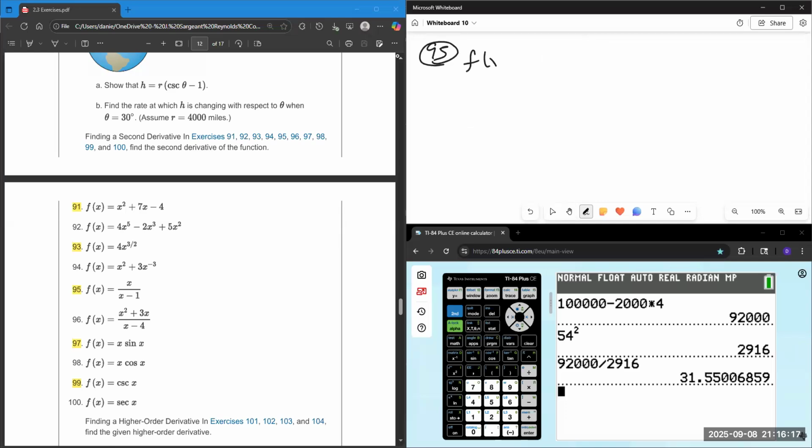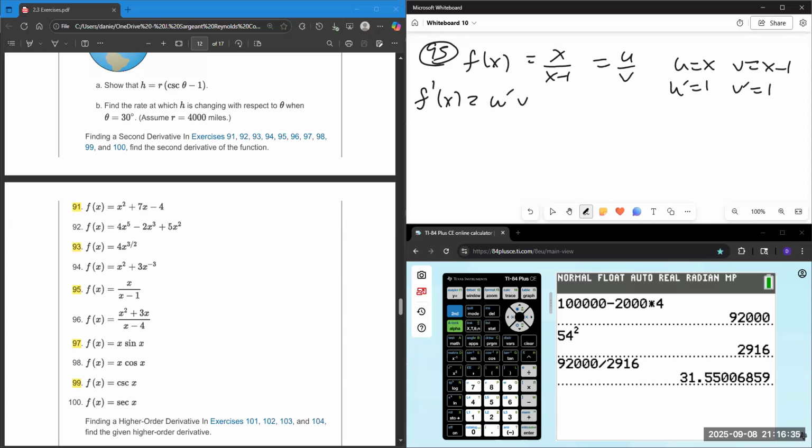f of x is equal to x over x minus 1, which is u over v, with u equal to x and v equal to x minus 1. u prime is 1 and v prime is also 1. f prime of x is u prime v minus v prime u all over v squared. f prime of x is 1 times x minus 1 minus 1 times x over x minus 1 quantity squared.